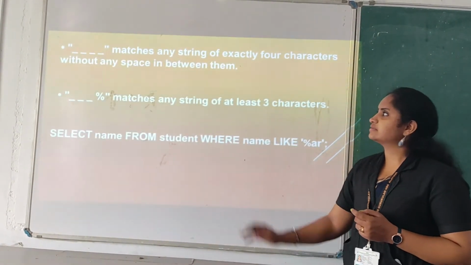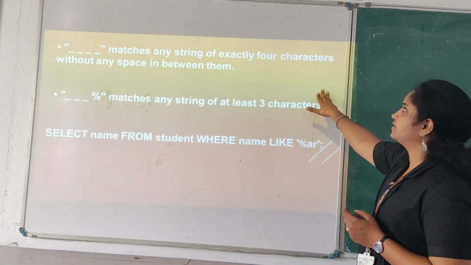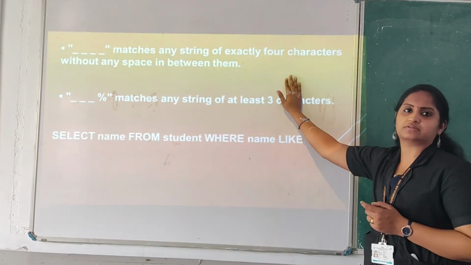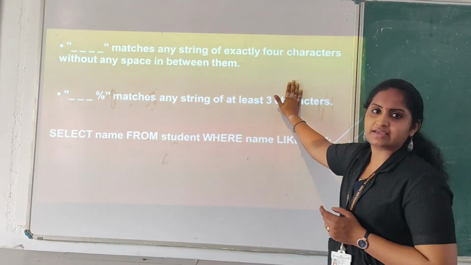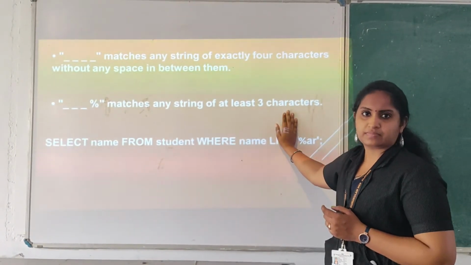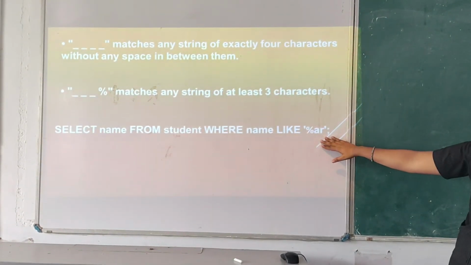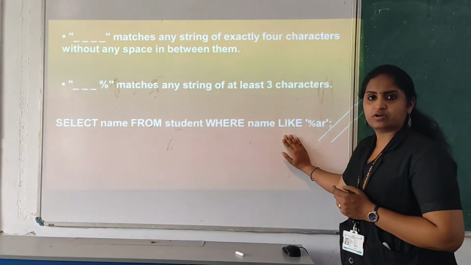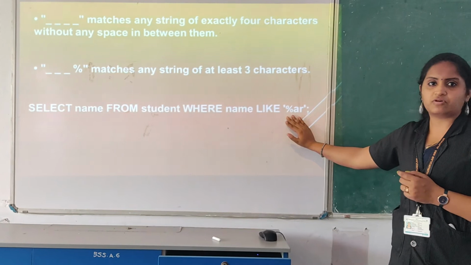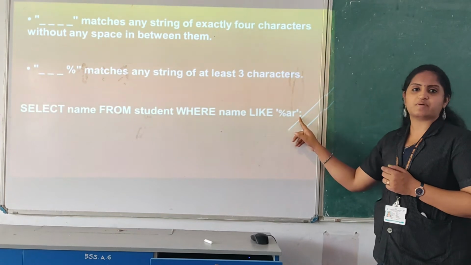And another one is the underscore. Four underscores match any string of exactly four characters. If it is three underscores, it will display the three-character words, without any space. And next is here, again it is three characters. Here you can see an example: select name from student where name like '%AR'. Here we are using LIKE for a pattern match. What does it mean? The word which ends with AR.